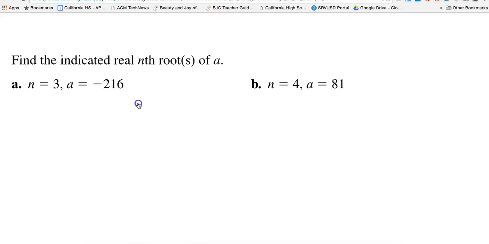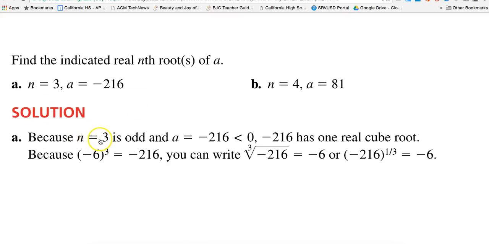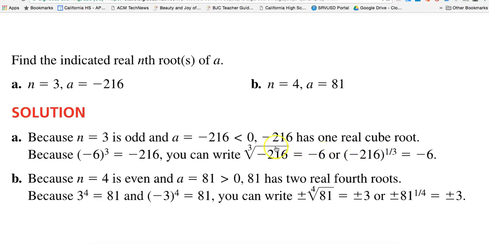So let's go back here. Because n is 3, it's odd, and A is less than 0, negative 216 has one real cube root. Because negative 6 cubed is negative 216, we can say that negative 6 is our indicated real root. If we take the cube root of negative 216, we get negative 6. In this case, because n equals 3 and A is negative 216, we just take the cube root.